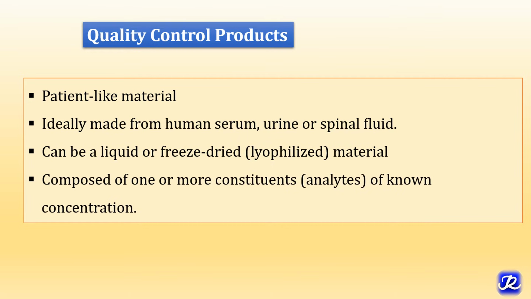This quality control product is composed of one or more constituents or analytes of known concentration. It can have many constituents, like glucose, albumin, bilirubin, all clinical chemistry analytes, and the concentration of that particular analyte present in that quality control material is known to us. It is provided to us by the manufacturer.